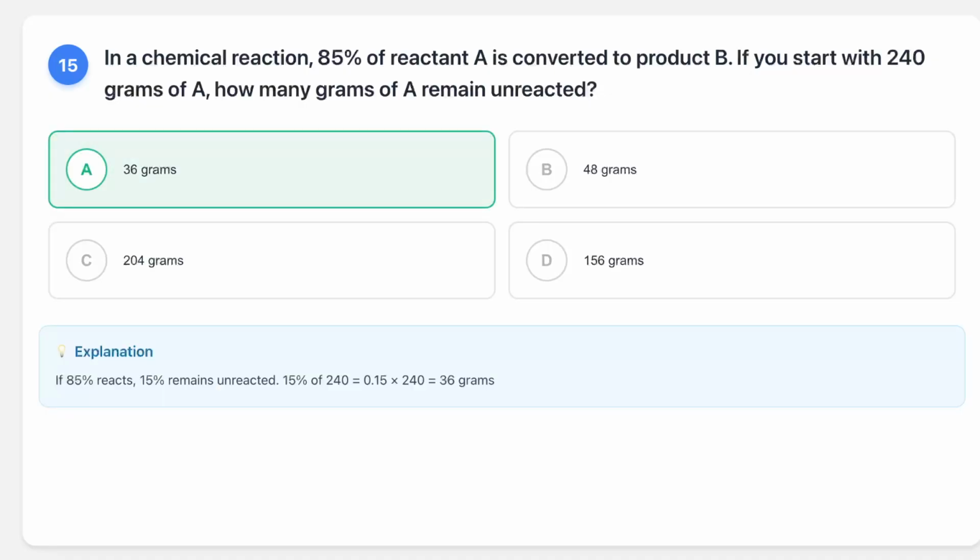Explanation. If 85% reacts, 15% remains unreacted. 15% of 240 equals 0.15 x 240 equals 36 grams.